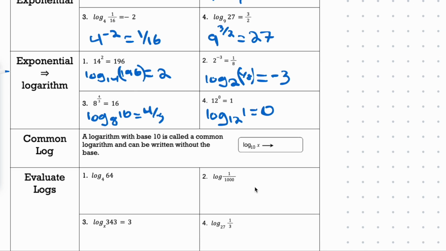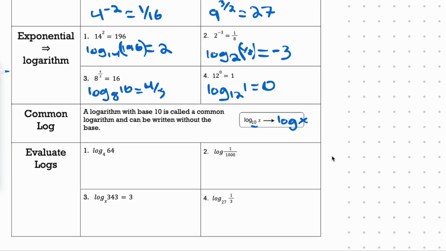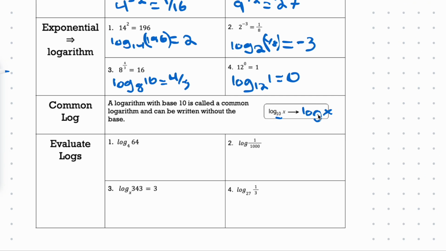Okay, so common log: when you don't see a base here, when you don't see a subscript, when it's just written out as log of x, that means there's an invisible 10 here. You know, it's base 10. And so that's something you want to know. Eventually we might get into ln, the natural log, where the base would be e. But this is something important to know: if you don't see a base here, it's just base 10.